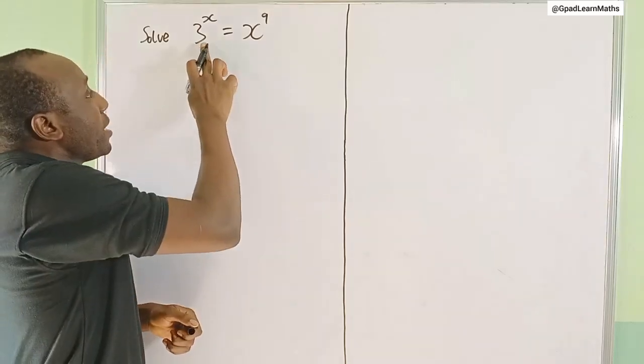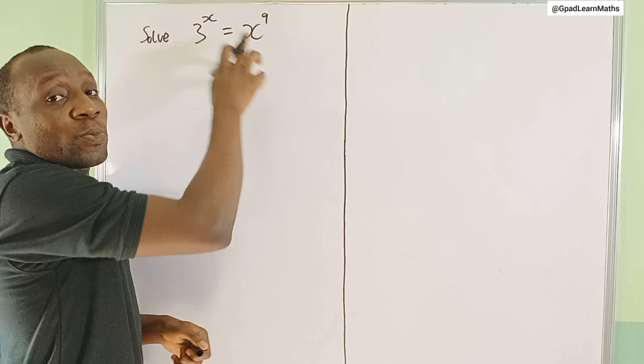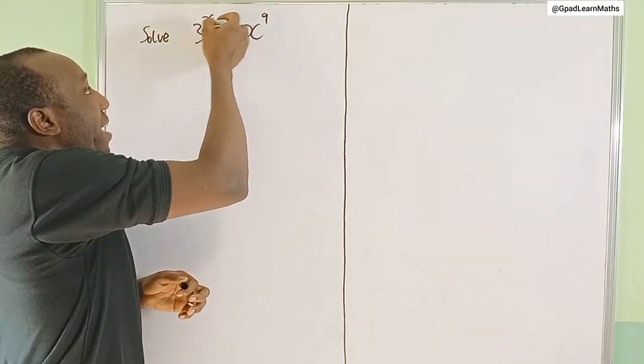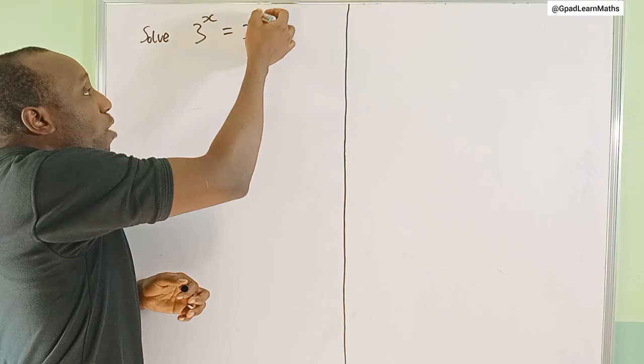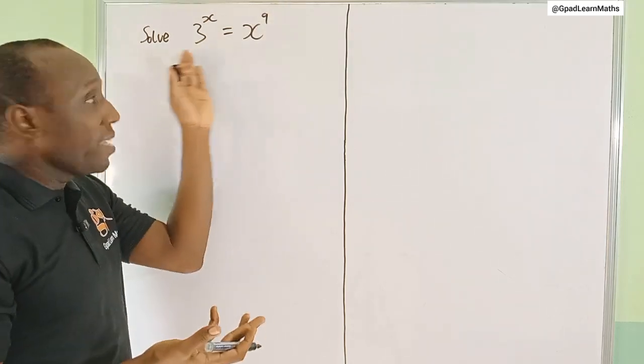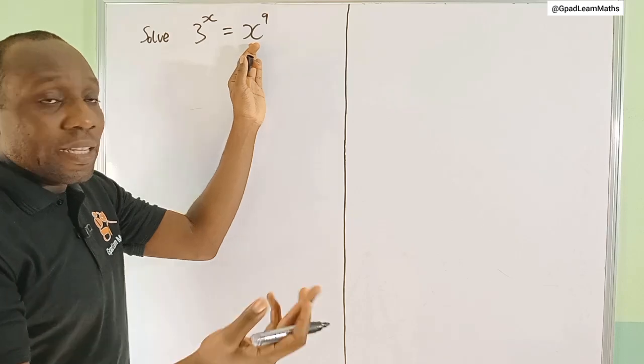Now, looking at this: 3 raised to the power x is equal to x raised to the power 9. Let's find a way of getting rid of this power of x here, and the same thing with the power of 9, so that we can have just numbers on one side and the letter x on the other side.